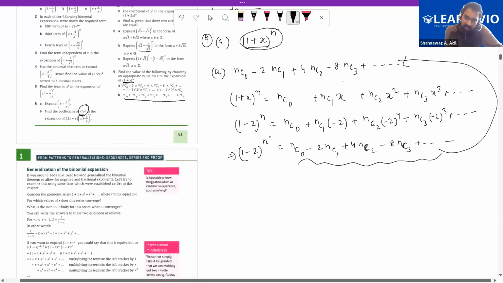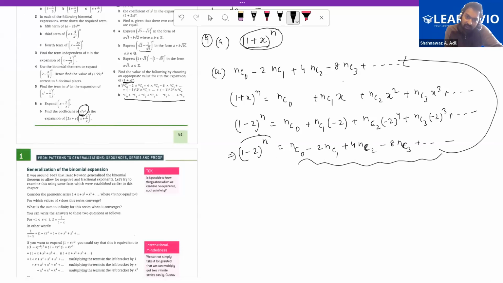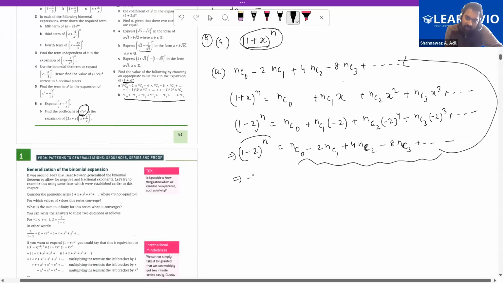So either we expand all these things and solve it, or we can just write the value. 1 minus 2 is simply minus 1 and then to the power n. This would be equal to whatever this sum is.